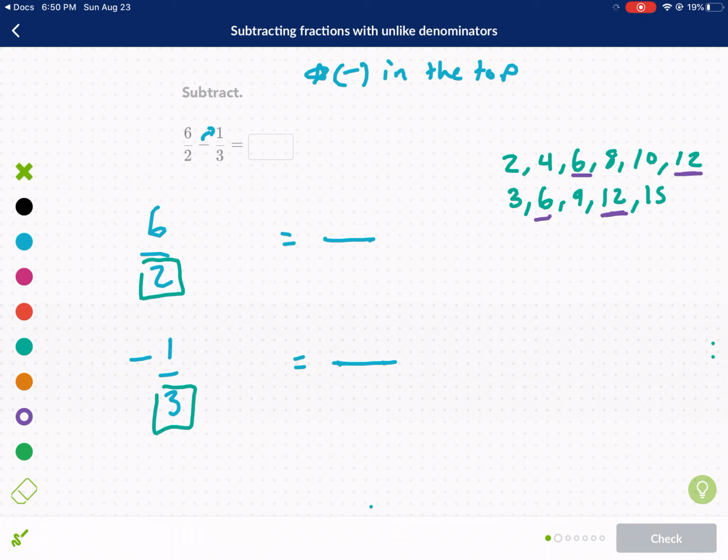So what do we choose? We want to choose the smallest number. It saves us some work. Why would you choose a bigger number when you can choose a smaller number? So we're going to make this 6. We chose our common denominator. This is our least common denominator.